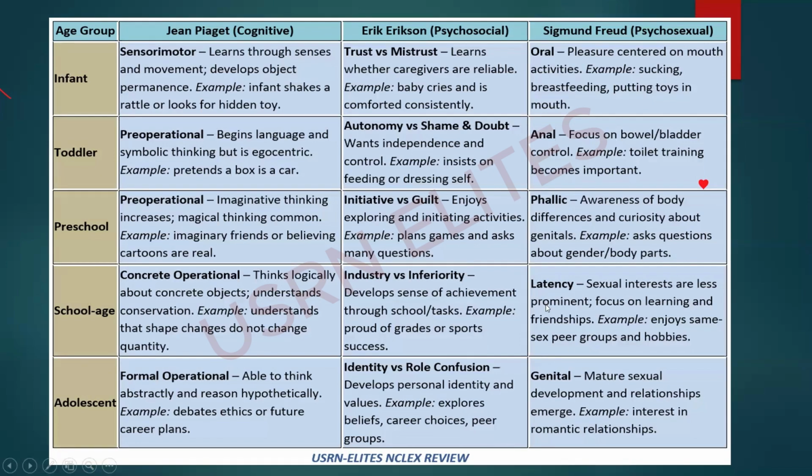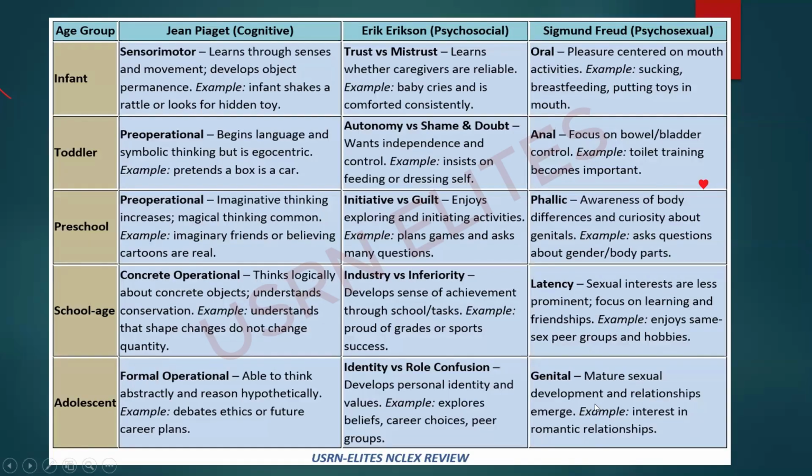All right. The latency stage is for school age. Over here we are saying sexual interests are less prominent. Okay, so they focus on learning and friendships. For example, they enjoy same-sex peer groups and hobbies, right?